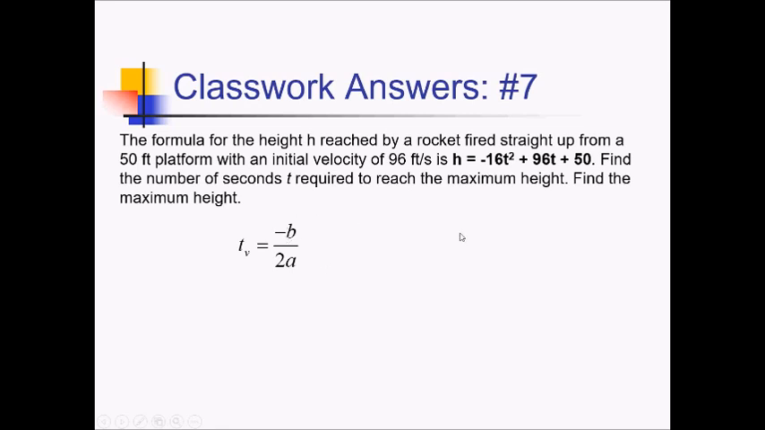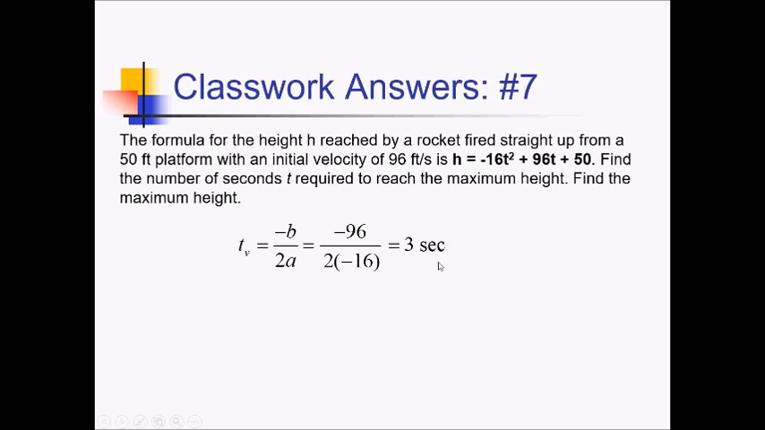So this is going to be negative 96 over 2 times the a value here of negative 16. That's negative 96 over negative 32, which is exactly 3. So that's kind of nice. 3 seconds is our units here.